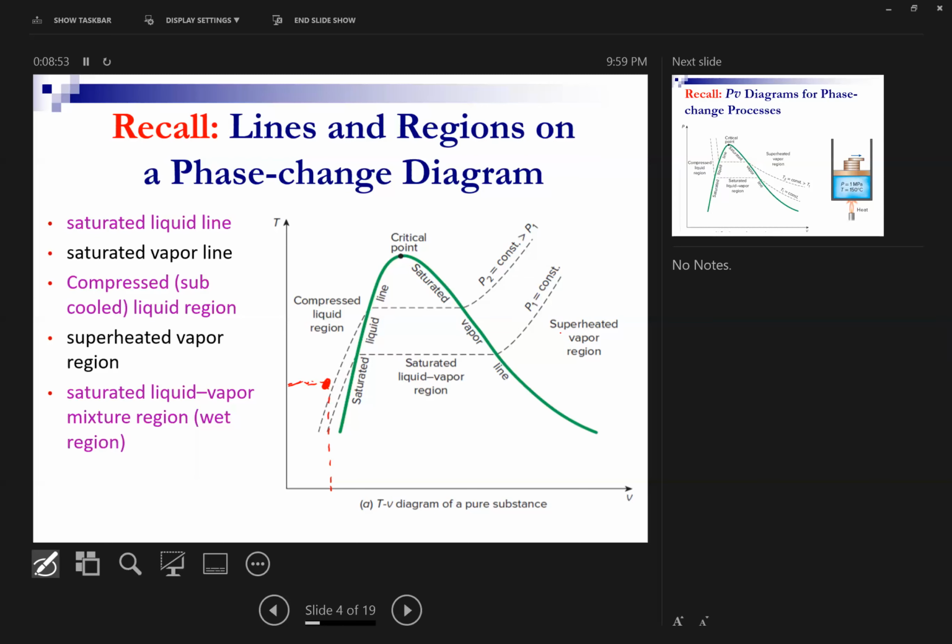So, and three more important things. One thing, and they are about not the region, but about the line. Look at the apex of this graph. The apex of this graph is the critical point, all right? The critical point is unique for any pure material. And we have only one critical temperature, one critical pressure, one critical specific volume, right?